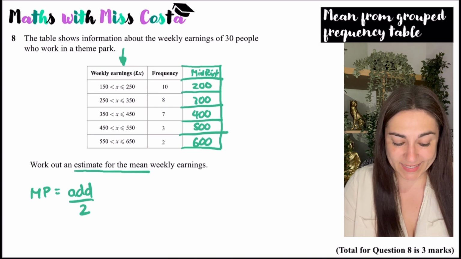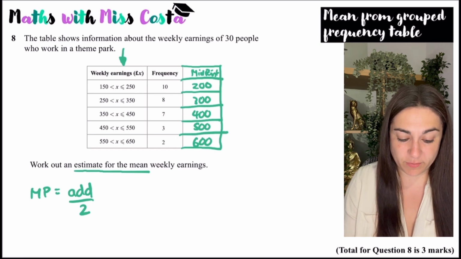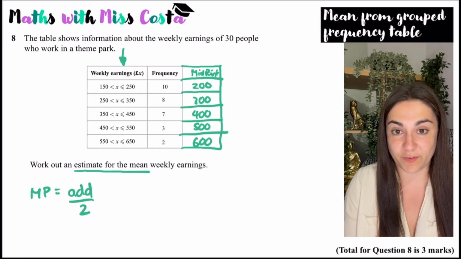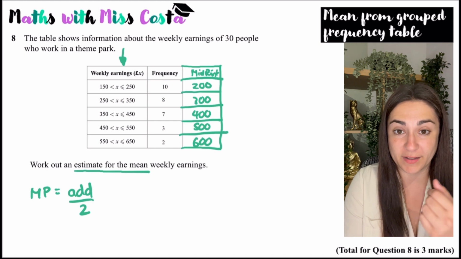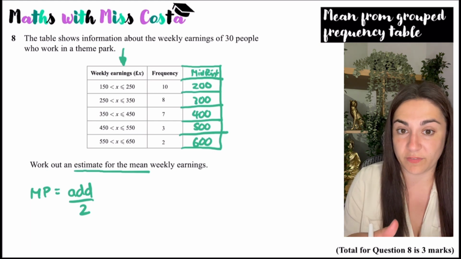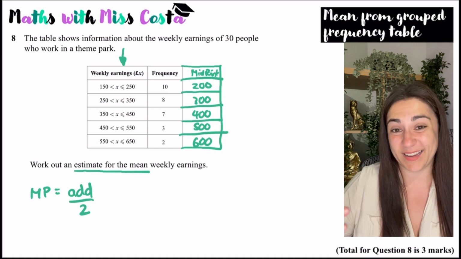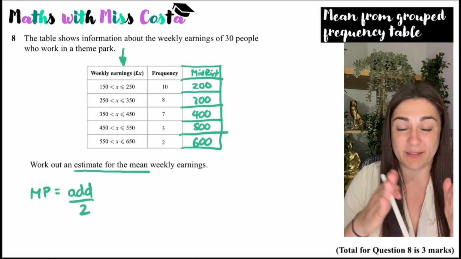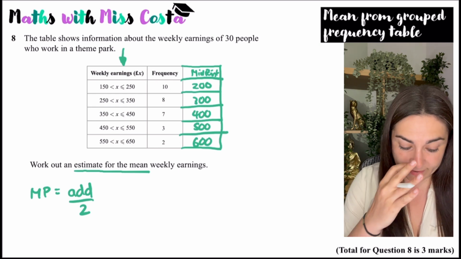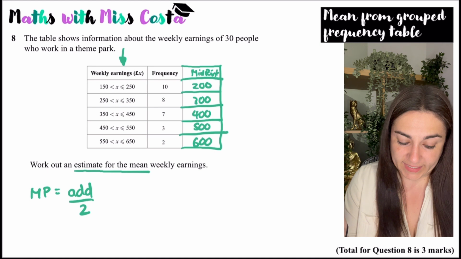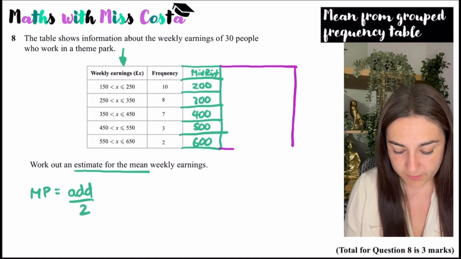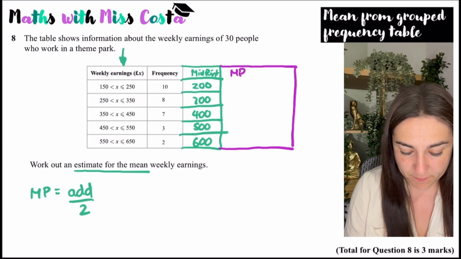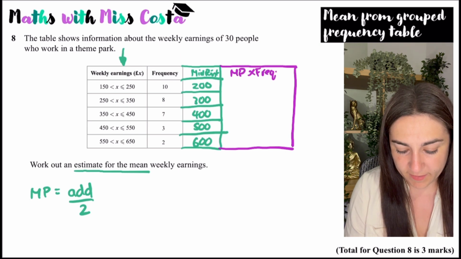And the reason I'm doing this is because there are 10 people that earn between 150 and 250 pounds, but I don't know what they earn. So all 10 of them might earn 150 pounds, or all 10 of them might earn 250. So the best way we can make the best guess is by using the midway point, the average. So that's why I do that. Then what I'd do is I'd create an extra column, which is my midpoint times by my frequency.